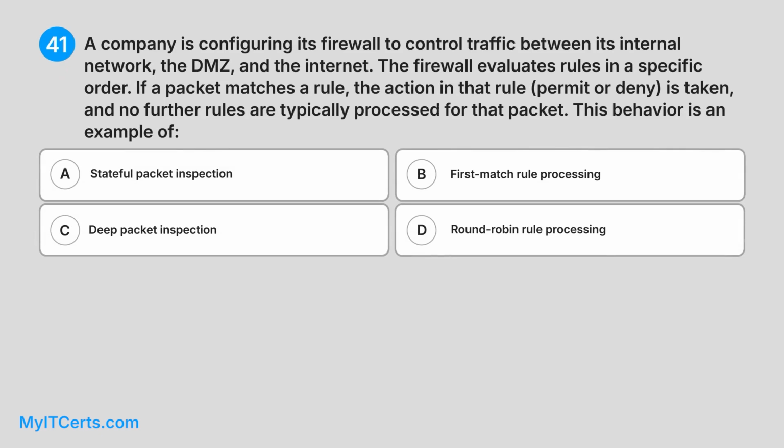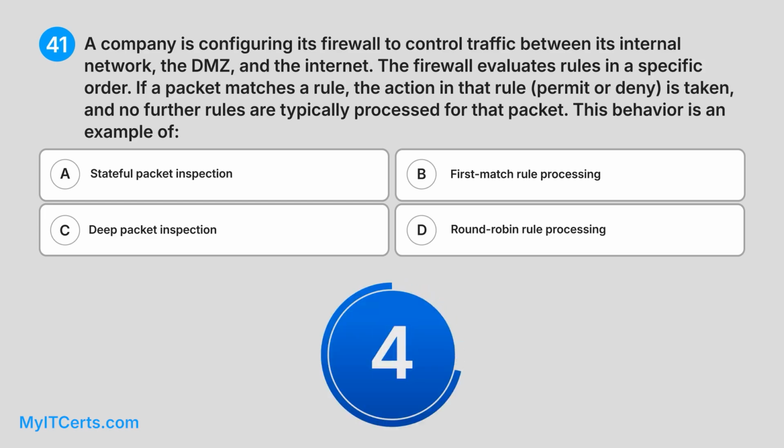41. A company is configuring its firewall to control traffic between its internal network, the DMZ, and the Internet. The firewall evaluates rules in a specific order. If a packet matches a rule, the action in that rule, permit or deny, is taken, and no further rules are typically processed for that packet. This behavior is an example of: A. Stateful packet inspection, B. First match rule processing, C. Deep packet inspection, D. Round-robin rule processing. What do you think is the answer?